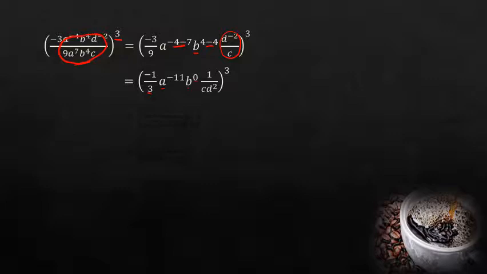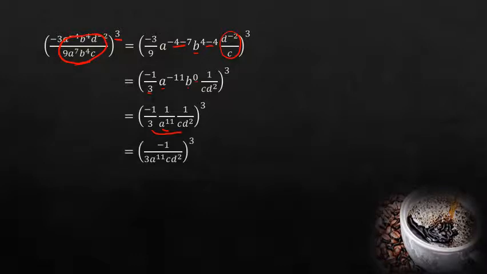And then for d, because d had a negative exponent, it's transferred to the denominator. When we transfer, it's basically division. So when you divide, it does not become 0. So this is not blank. We write here 1. So we can think of this as negative 1/3, a to the power negative 11 is 1 over a to the power 11. And then we still copy 1 over cd squared. And all of these will have to be raised to the power 3.